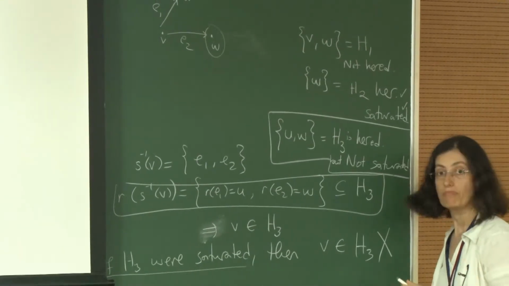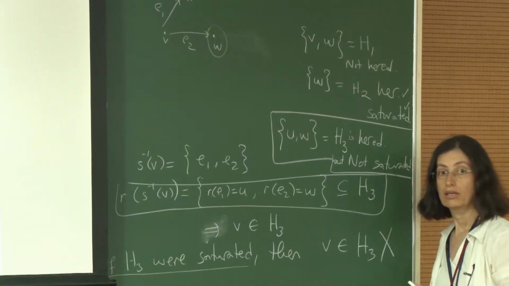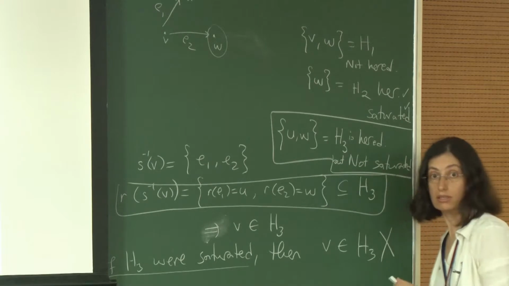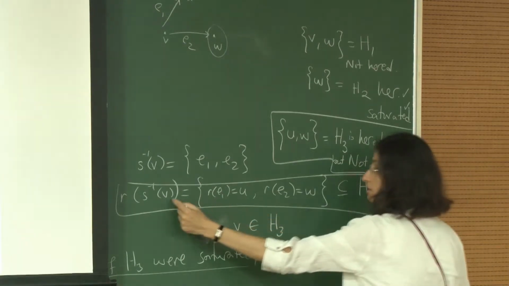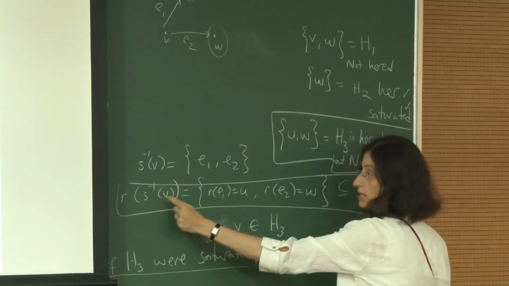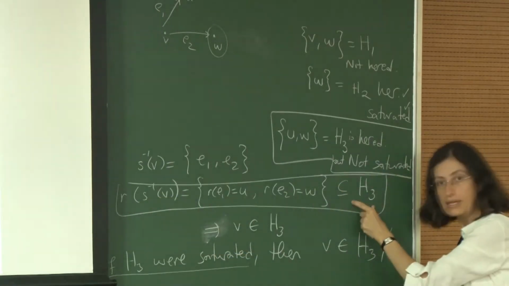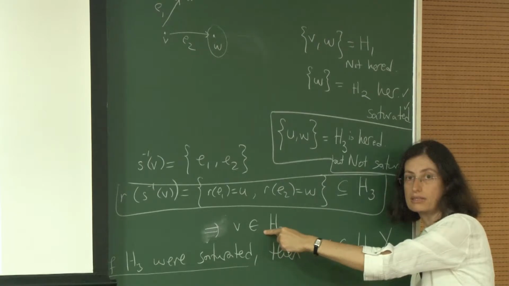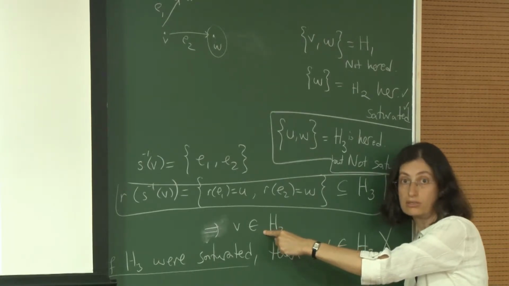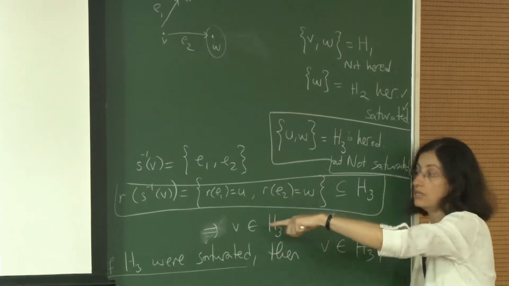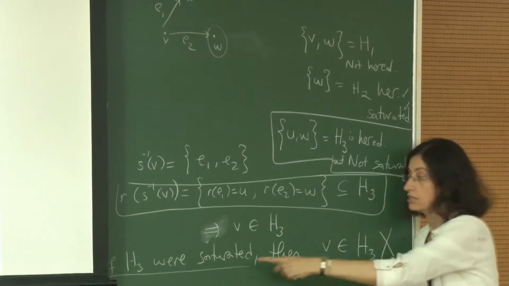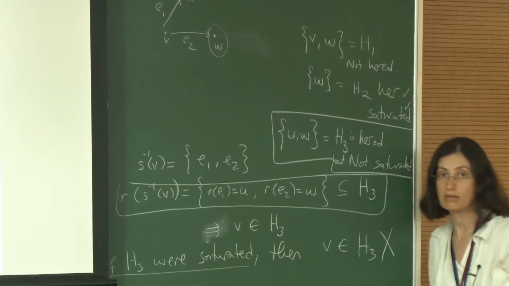So this condition has to be checked for every vertex? Correct. I have to check for every vertex that if R of S inverse of V is contained in the set, V is also in the set. Then I can say H3 is saturated. However, this V is not in H3, so this cannot be. This fails. That's the story.